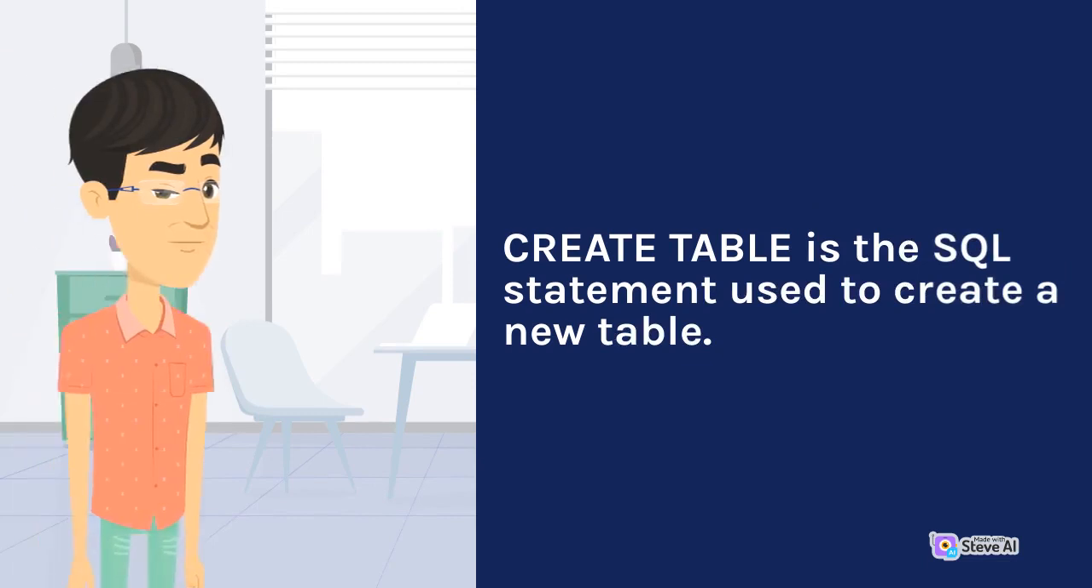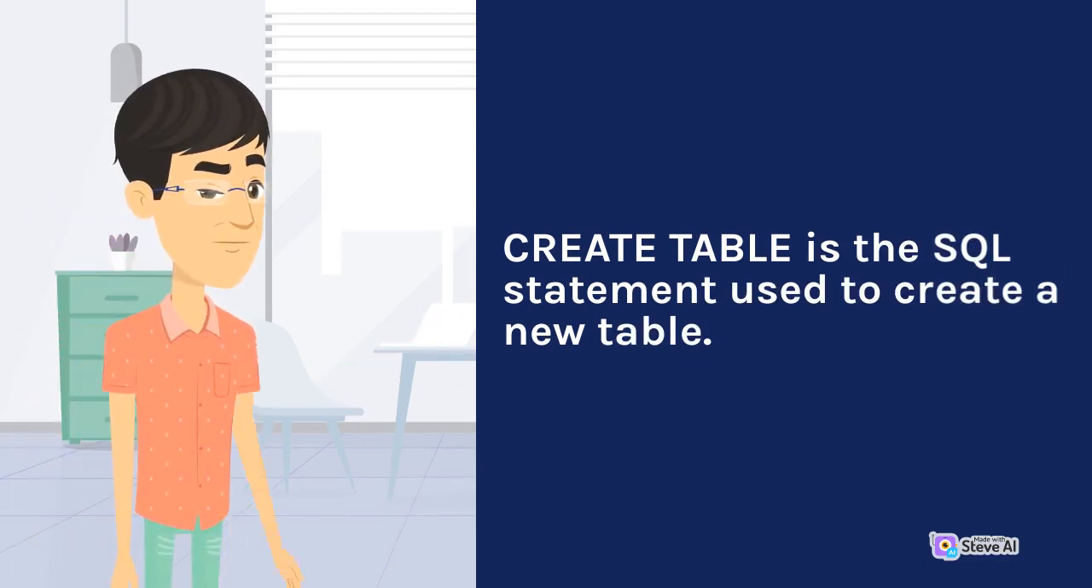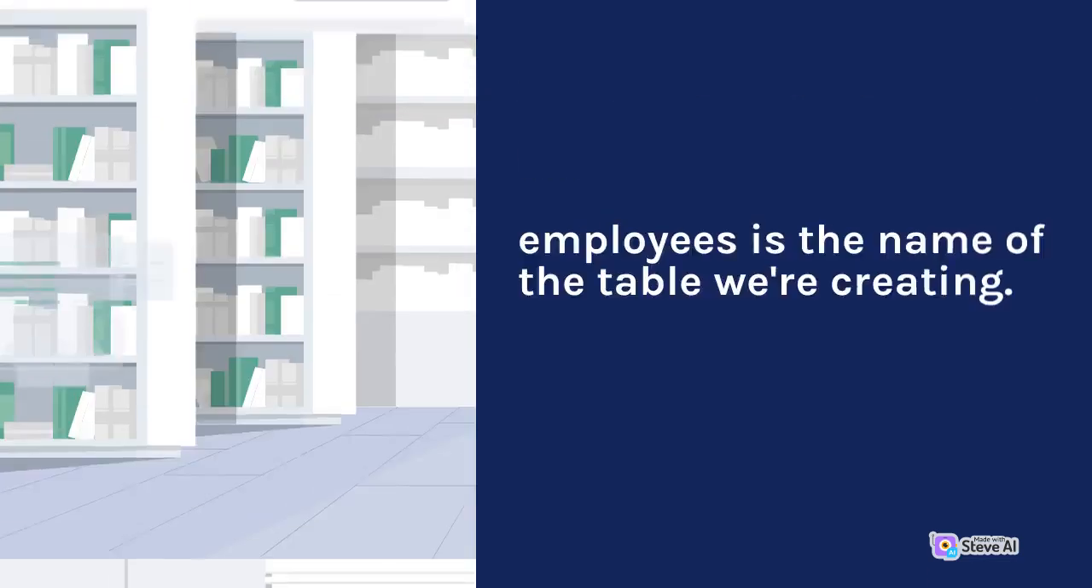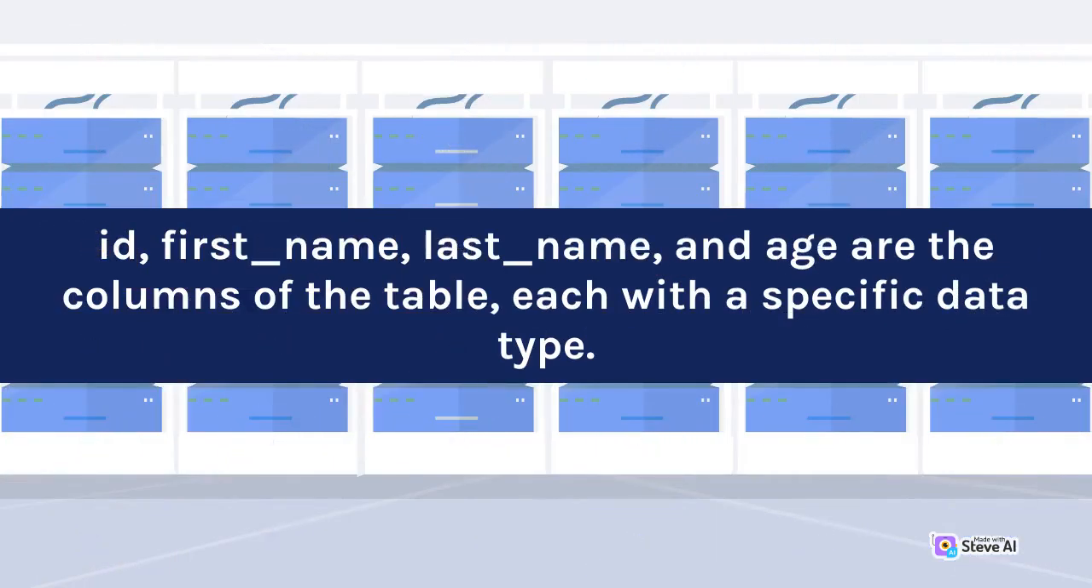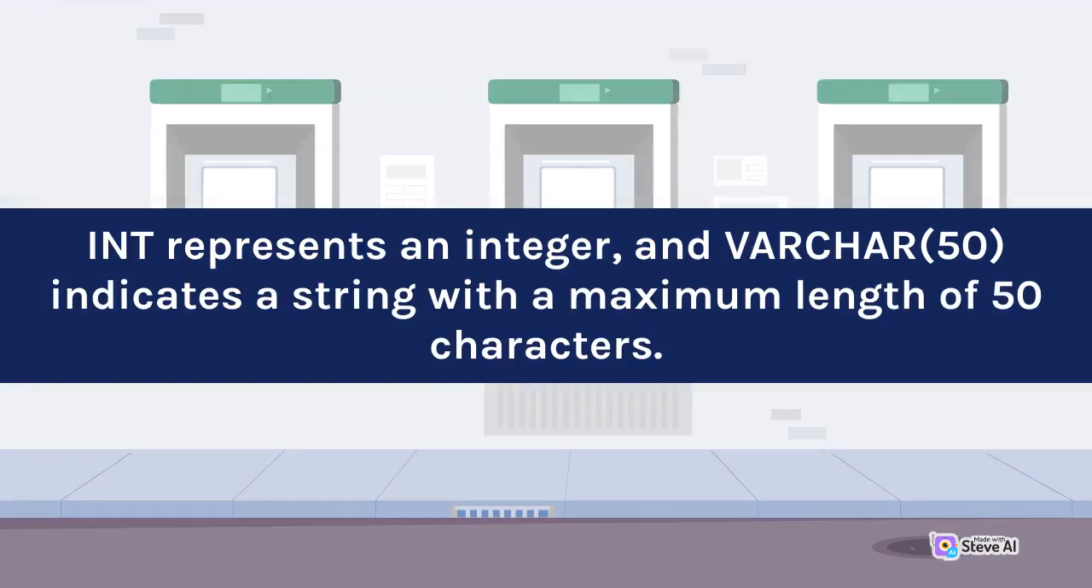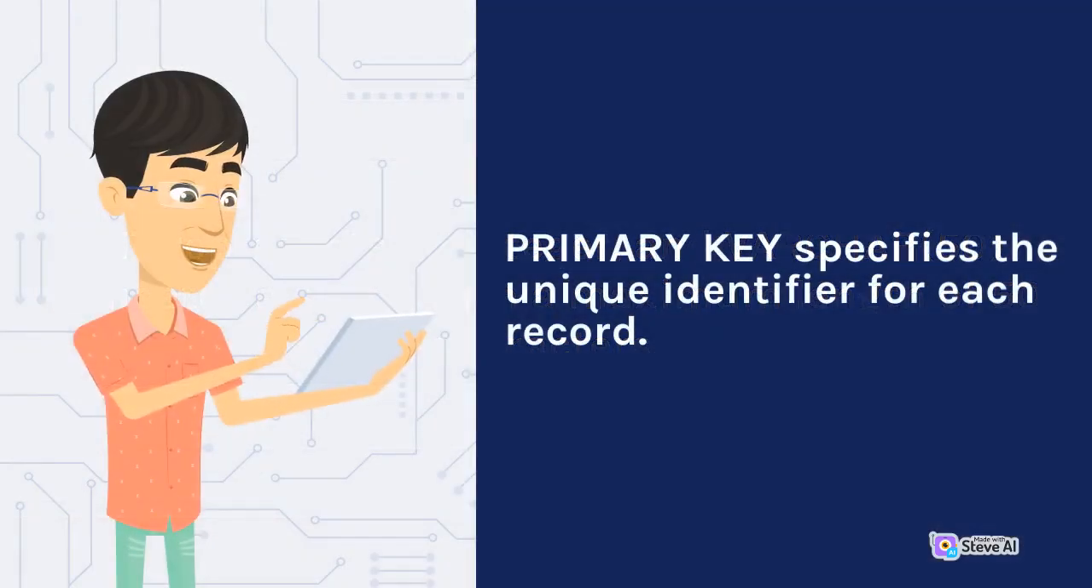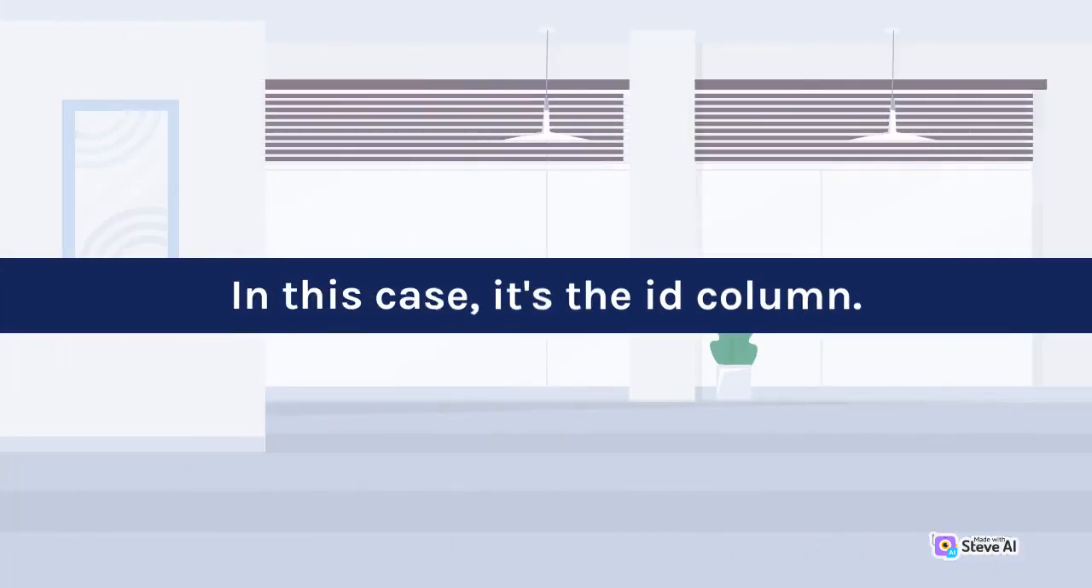Explanation: CREATE TABLE is the SQL statement used to create a new table. Employees is the name of the table we're creating. Id, first_name, last_name, and age are the columns of the table, each with a specific data type. INT represents an integer, and VARCHAR(50) indicates a string with a maximum length of 50 characters. PRIMARY KEY specifies the unique identifier for each record. In this case, it's the ID column.